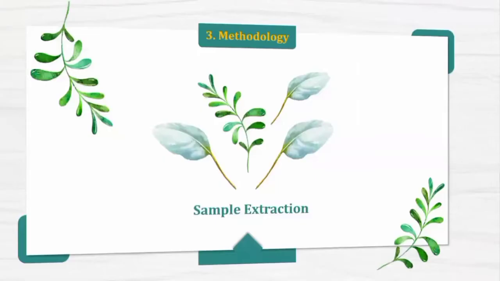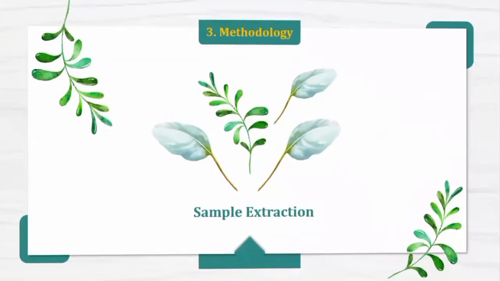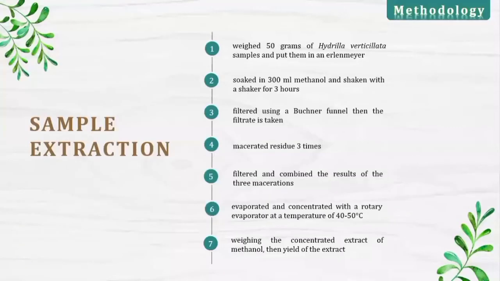Second is sample extraction. The steps of sample extraction are: first, the Hydrilla verticillata sample was weighed and put in an Erlenmeyer flask. Second, soak in 300 ml of methanol and shake with a shaker for 3 hours. The soaking is carried out to increase the contact of the solvent with the sample so that the extraction process runs faster. Third, filter using a Buchner funnel to accelerate the separation of the residue and the filtrate. Fourth, re-macerate the residue 3 times to optimize maceration.